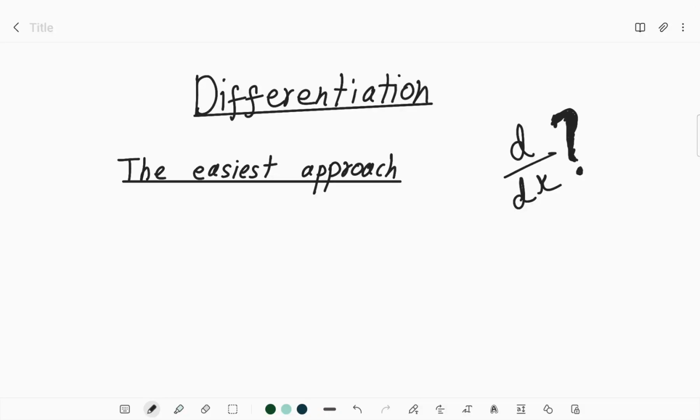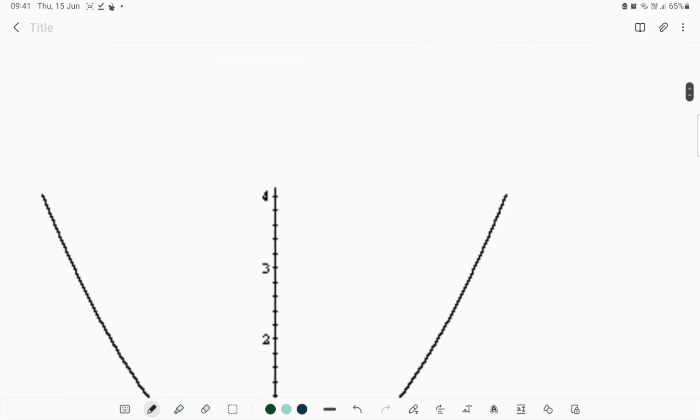Hey, hello everyone. So today we are going to discuss something about differentiation, and that too in the easiest possible way. So let's get started. Let's start with an example, shall we?